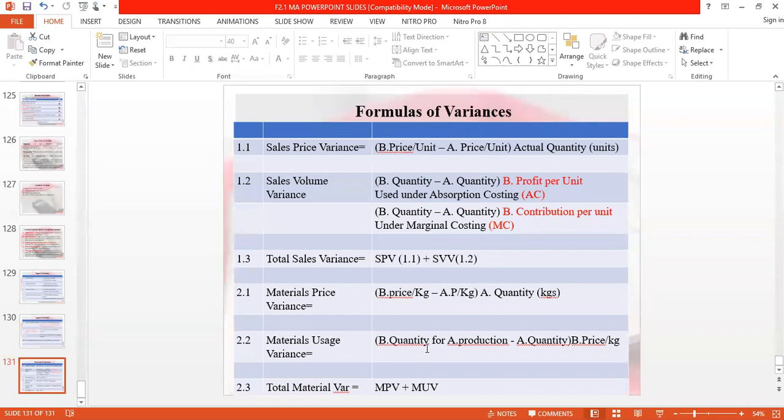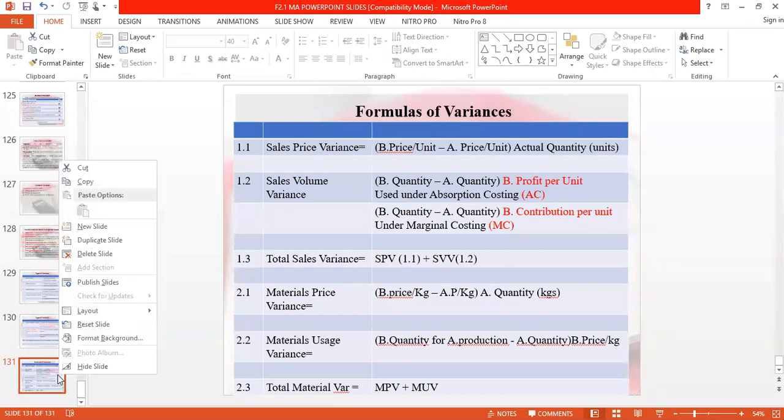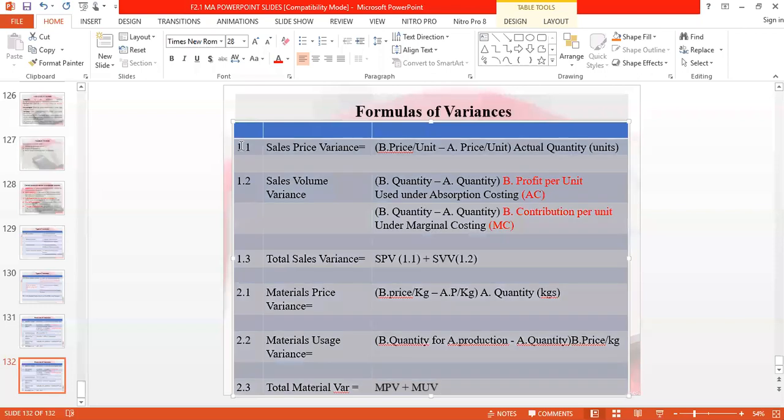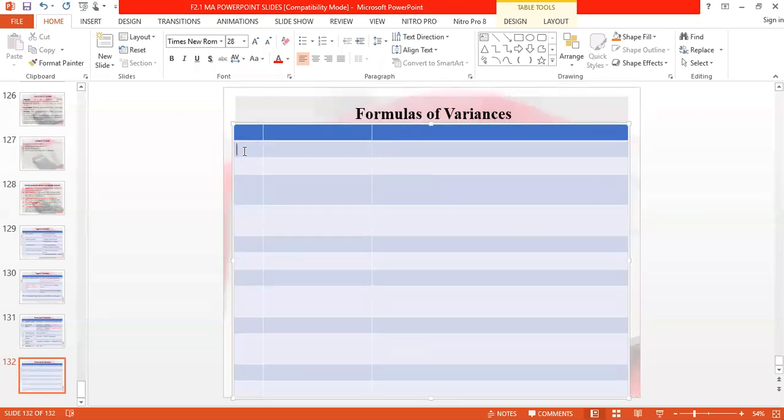Okay, so we have reached number 2. I'll again duplicate that. So I'll go to number 3. Let me remove those ones. Number 3.1 is what? Labor rate variance. And always use the names that we have used. Don't use your own names.